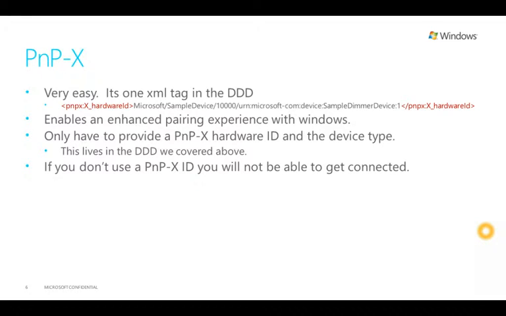Let's talk about PNPX. It sounds a little scary, but it's actually very easy. It's just one tag in your device description document. The tag, as shown here, is basically an identifier for your device. Now, this enables enhanced pairing scenarios with Windows, and we'll cover those later. But you also need to implement this, otherwise you are not going to be able to get your device connected. So, a very simple tag to add to your device description document gets you connected.